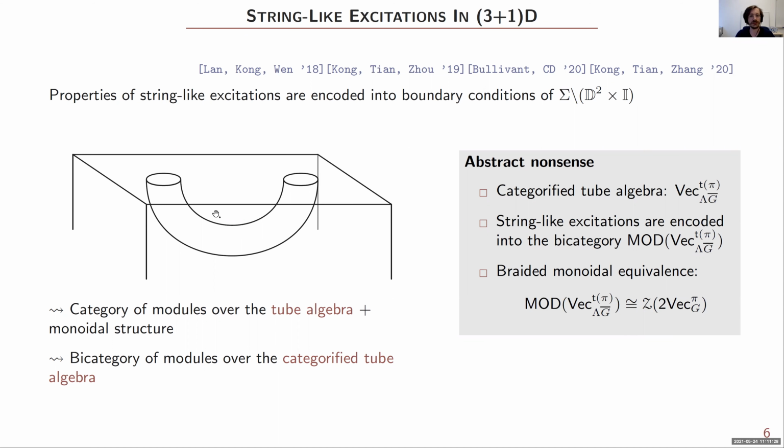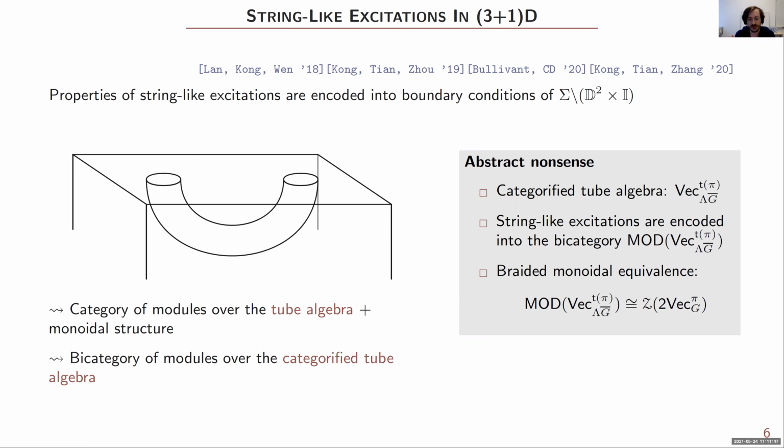Now, the subtlety is that we don't associate algebra elements to these tubes anymore. We already said that to the tube we assign a category, which means that this process does not correspond to some multiplication in some algebra. What it actually encodes is a monoidal structure in our category.